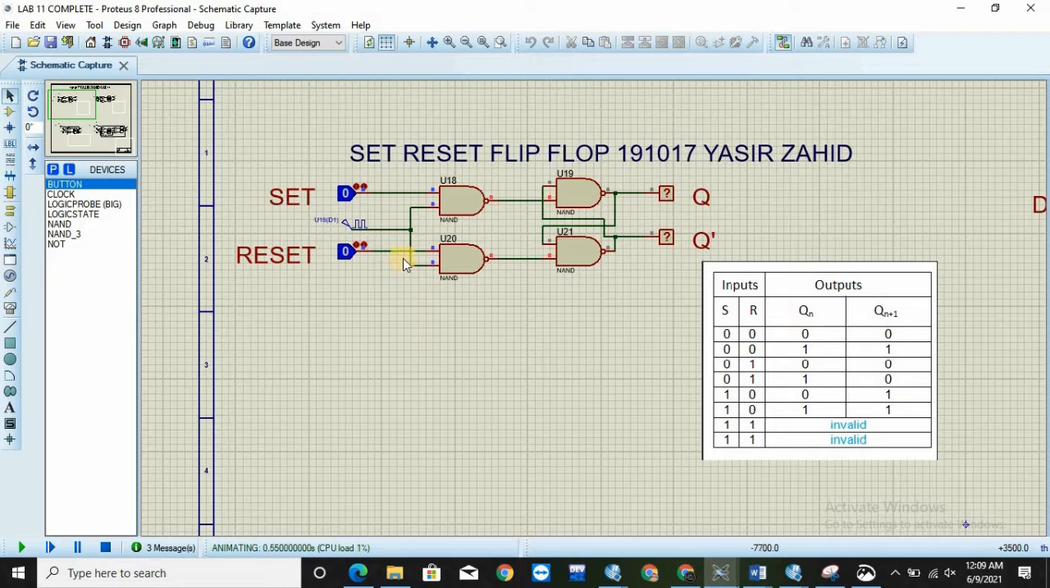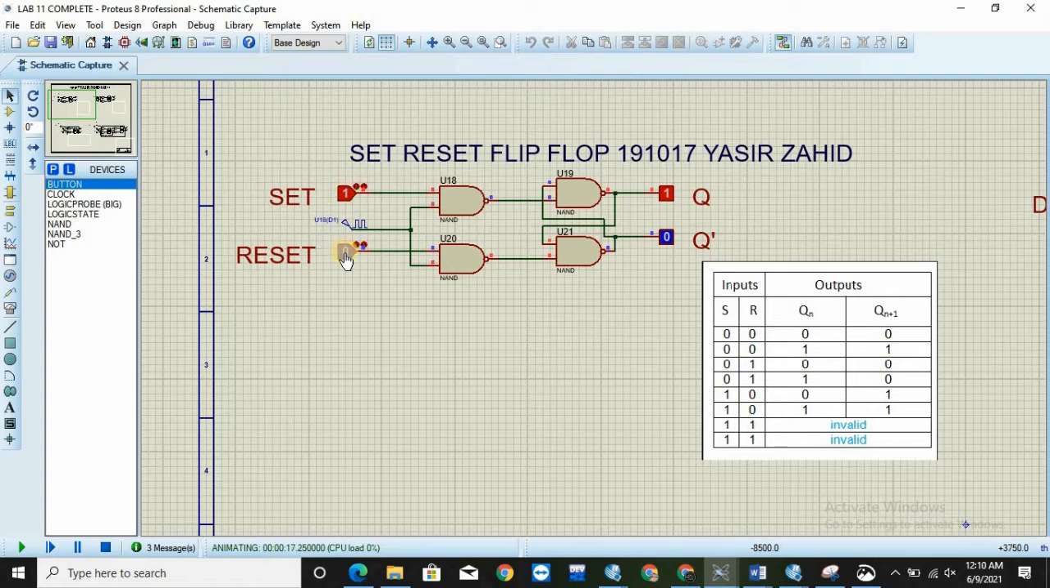Starting our simulation. So at 0 0 we are getting nothing because we have not triggered this part yet, but when I make set 1 we are getting at our Q 1. And when I make reset 1 we are getting at our Q' 1. Independent of whether I set this back to 0, it will stay 1.